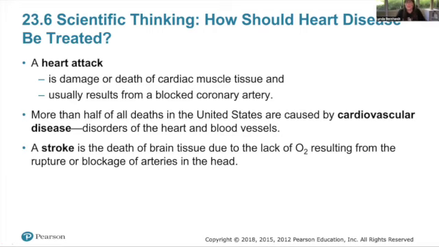Really young, in my opinion, to die of a heart attack. And that makes me a little more conscious of the heart things. A stroke is the death of brain tissue due to the lack of oxygen because of ruptures or blockage of arteries in the head. My mom has had a few different strokes. So I'm very conscious of what can go wrong in your body. And that's part of why I've made a lot of my various decisions about my own personal health, both my dietary choices and other choices.